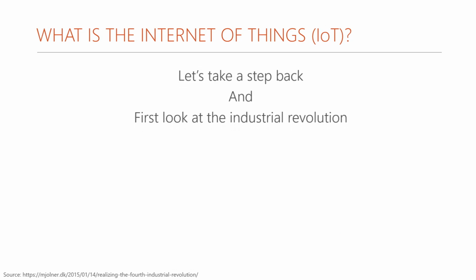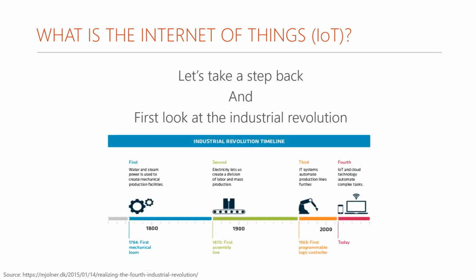Let's take a step back and first look at the Industrial Revolution. As you can see in the timeline below, the 1800s was the first Industrial Revolution, the 1900s was the second Industrial Revolution, the 2000s was the third Industrial Revolution, and today we're in the fourth Industrial Revolution with IoT and cloud technology.